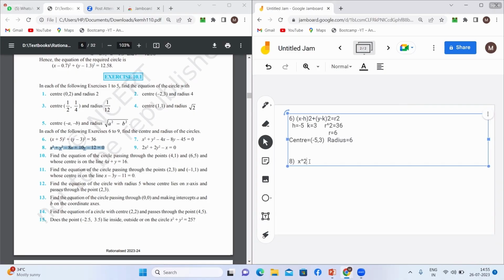x square plus y square minus 8x plus 10y minus 12 equal to 0. Okay. So this is my equation. Now I have to calculate the center and radius.